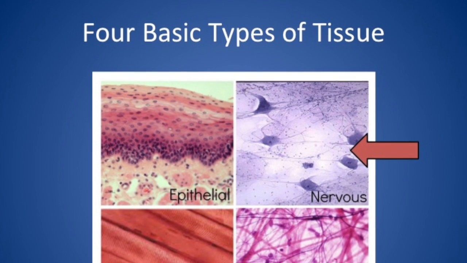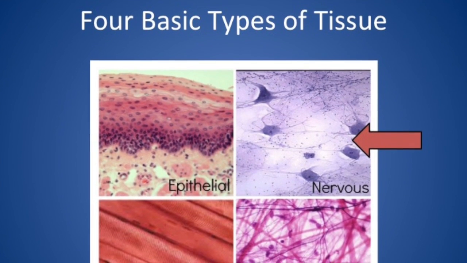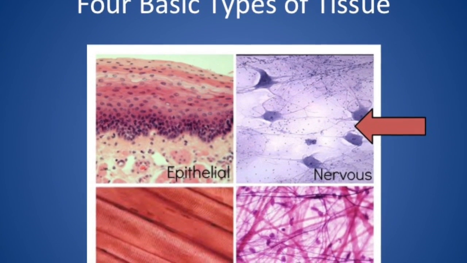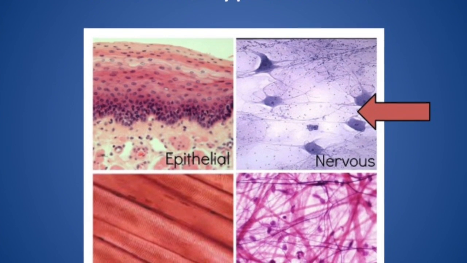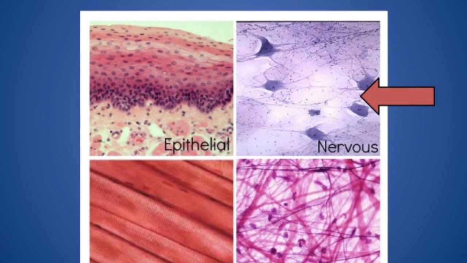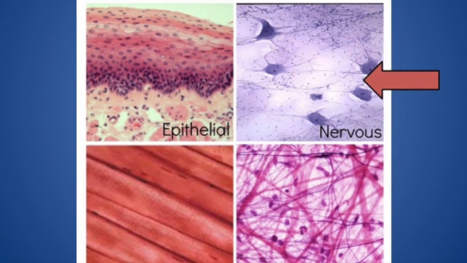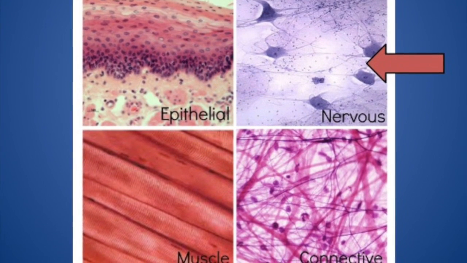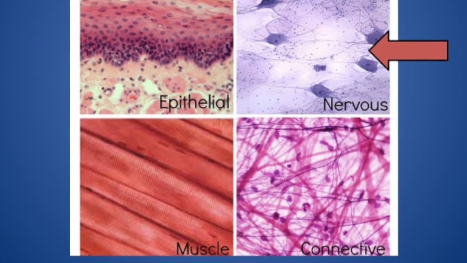A tissue is a group of cells that have similar shape and function. Different types of tissues can be found in different organs. In humans, there are 4 basic types of tissue: epithelial, connective, muscular, and nervous tissue. We will be focusing on the nervous tissue.